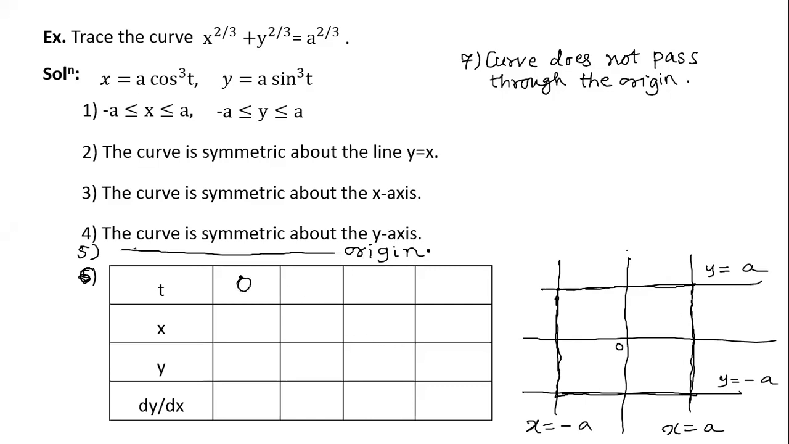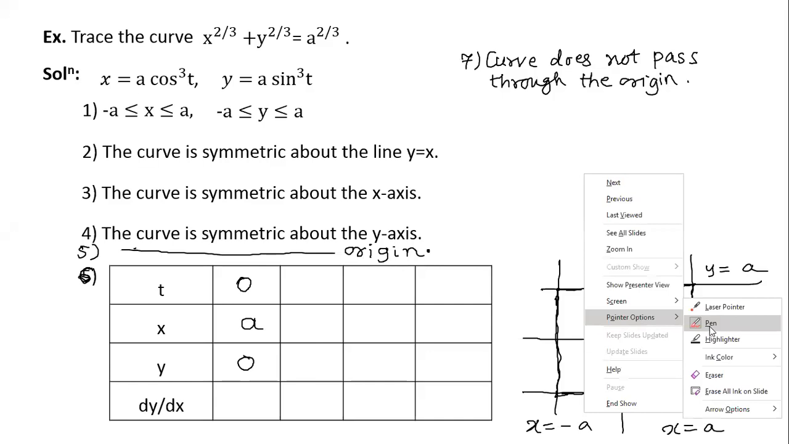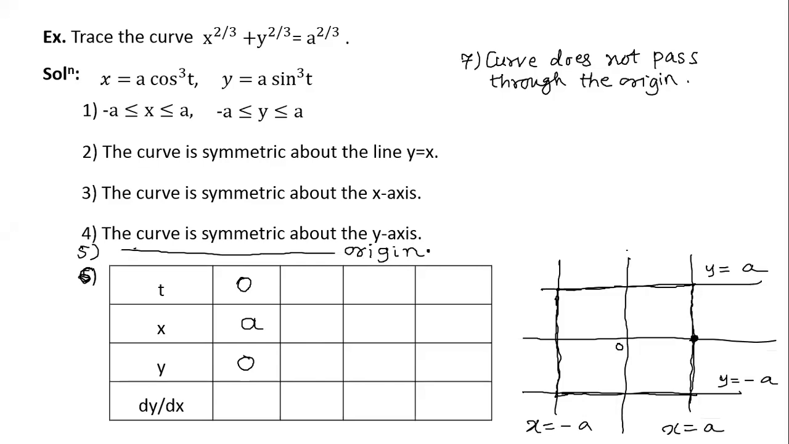Let us try to put t equal to 0. When t equal to 0, x equal to a into cos cube 0, that is x equal to a. y equal to a sine cube 0, that is y equal to 0. We have got the first point. x equal to a, this is the line x equal to a, and y equal to 0. Yes, this is the point I am pointing. You can see here. I think that I will use another color so that it will be better. I am using dark red. So this is the point.